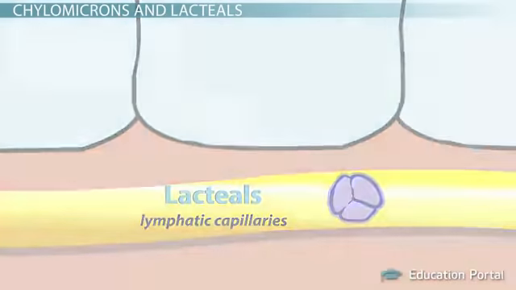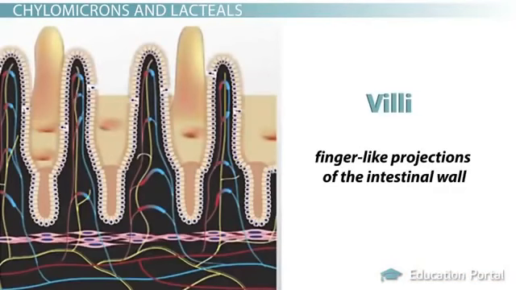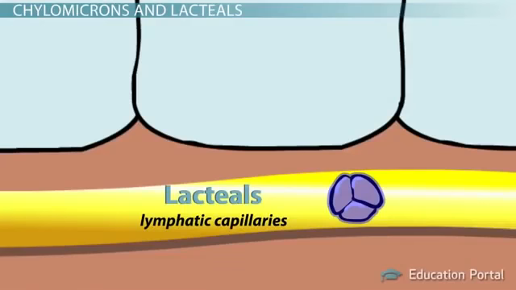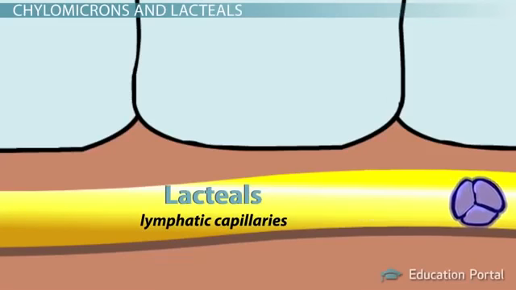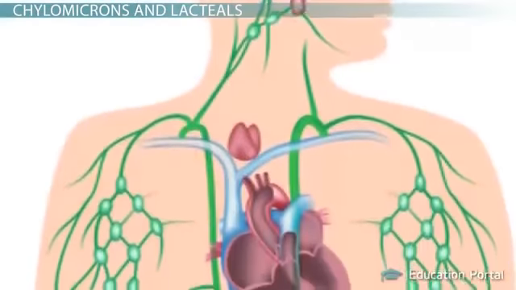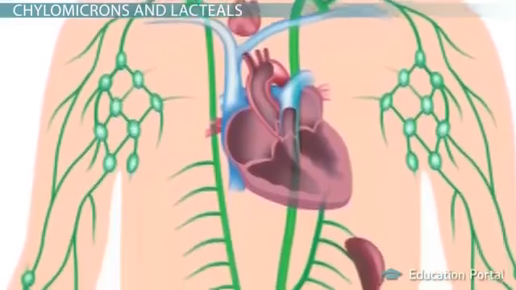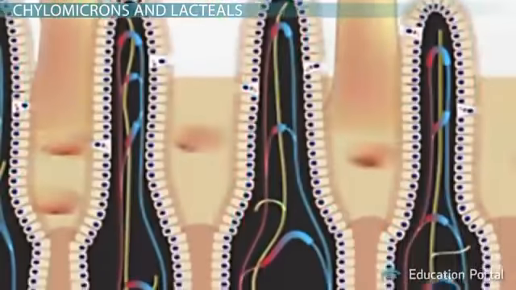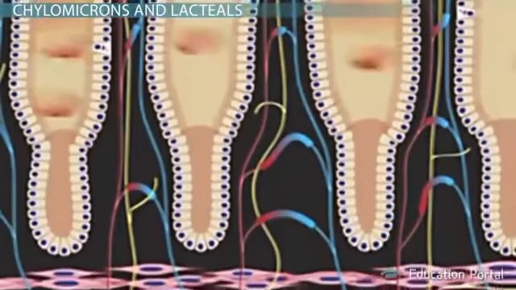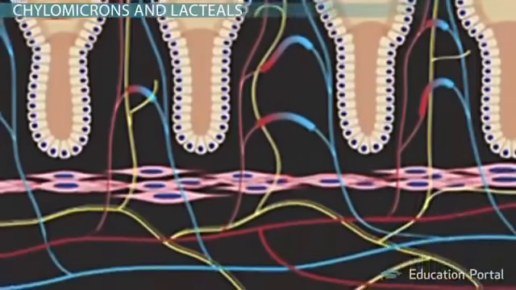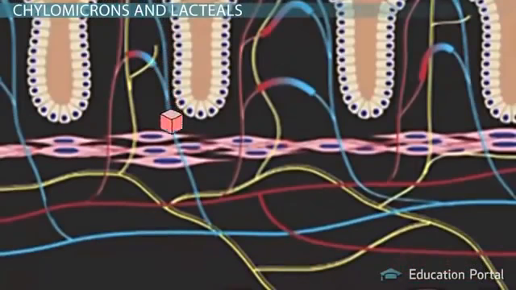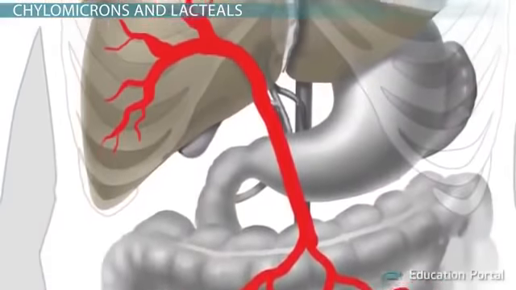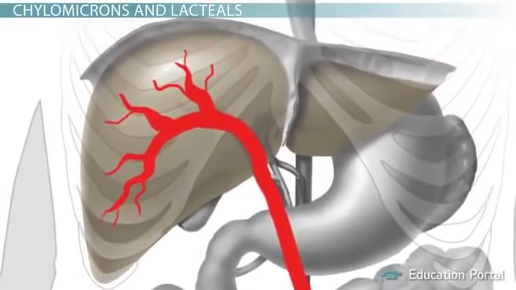The lacteals are found in the finger-like projections of the intestinal wall called the villi. The lacteals represent another unique way fats are absorbed, because lipids pass through the lymphatic system before they make their way back to your bloodstream. This differs from protein and carbohydrate digestion because amino acids and monosaccharides do not enter the lymphatic system. Instead, they travel directly into the blood capillaries and then into the hepatic portal vein that leads to the liver.